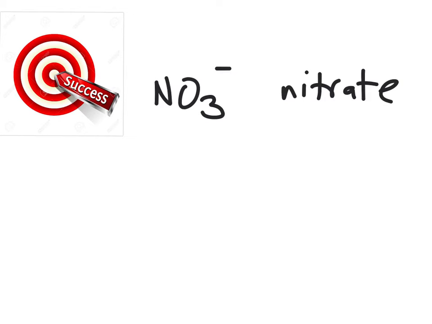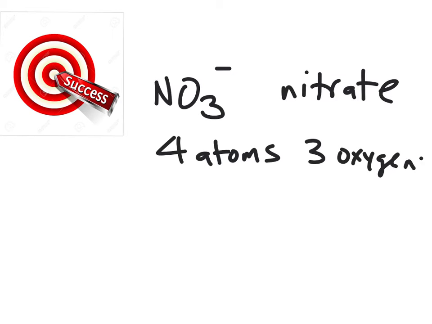A few examples of polyatomic ions are like nitrate, for example. Nitrate is NO3 negative. So there's a total of 4 atoms there. There are 3 oxygen atoms and 1 nitrogen atom. So when 1 nitrogen atom and 3 oxygen atoms chemically combine, they form a polyatomic ion that has an overall -1 charge.